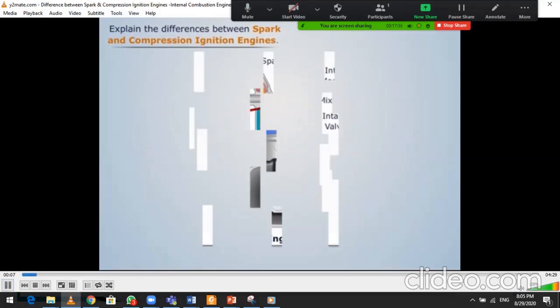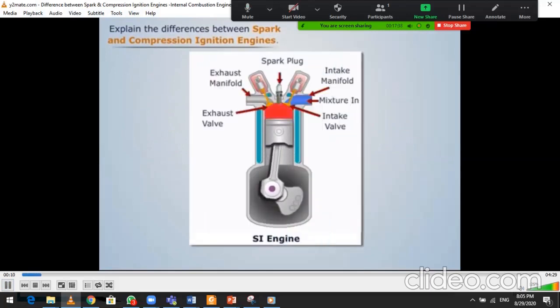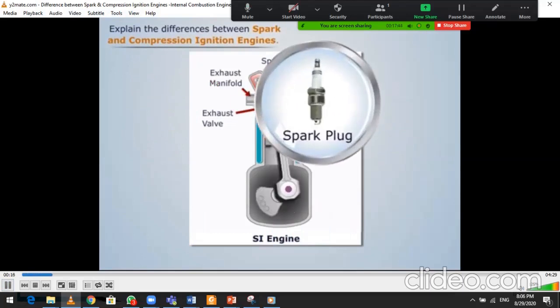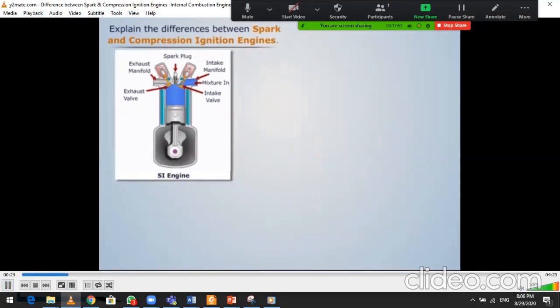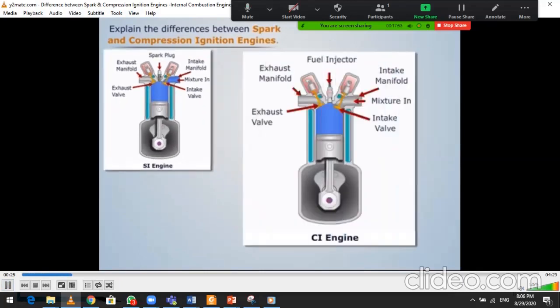We know that spark ignition engine is the engine in which combustion takes place with the help of a spark produced by the spark plug. Here, combustion is a constant volume process. Also, we know that compression ignition engine is the engine in which combustion takes place with the help of the heat of compression. Here, combustion is a constant pressure process.